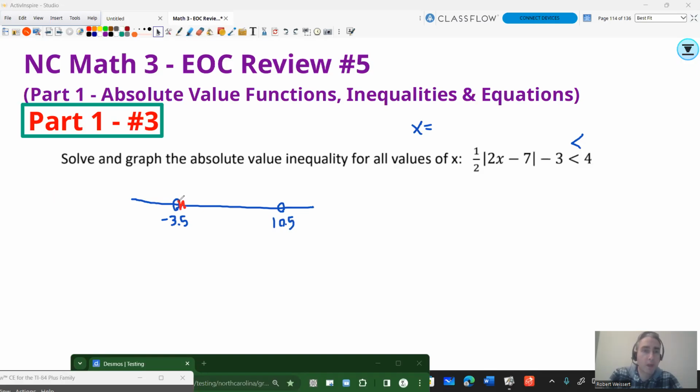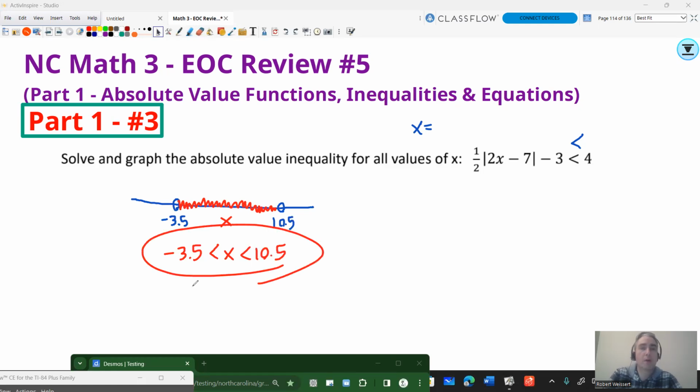That's your solution set. The way we write that solution set is a little bit different than the ones going apart. Since the x values are all between those, we say -3.5 less than x less than 10.5. And so that would be your solution with the graph and the inequality statement. All right, pause that video, write it down if you need to, and go on to the next question.